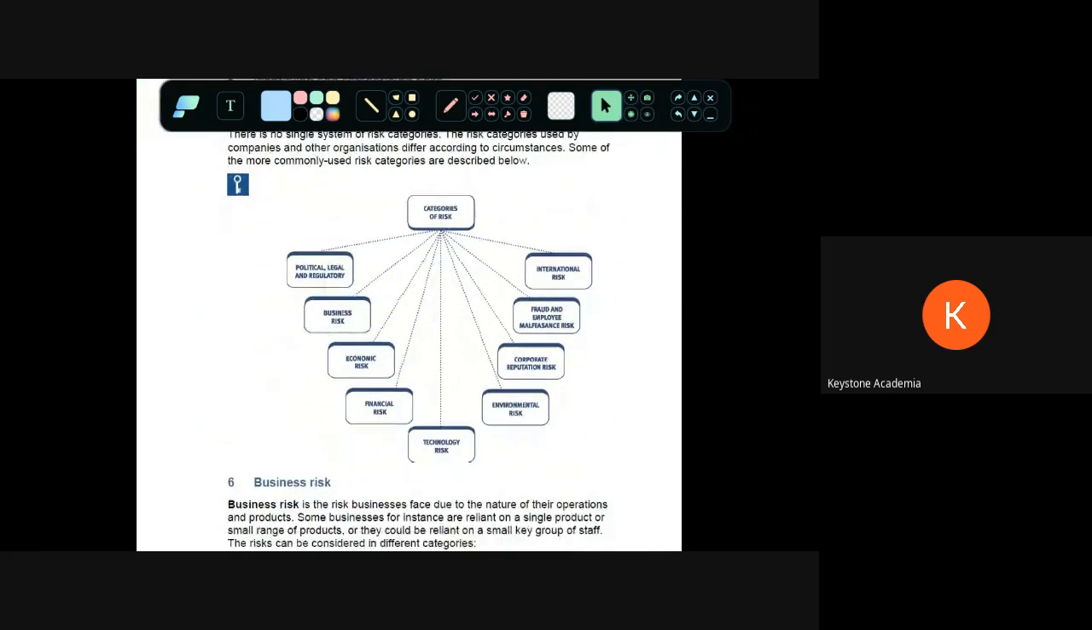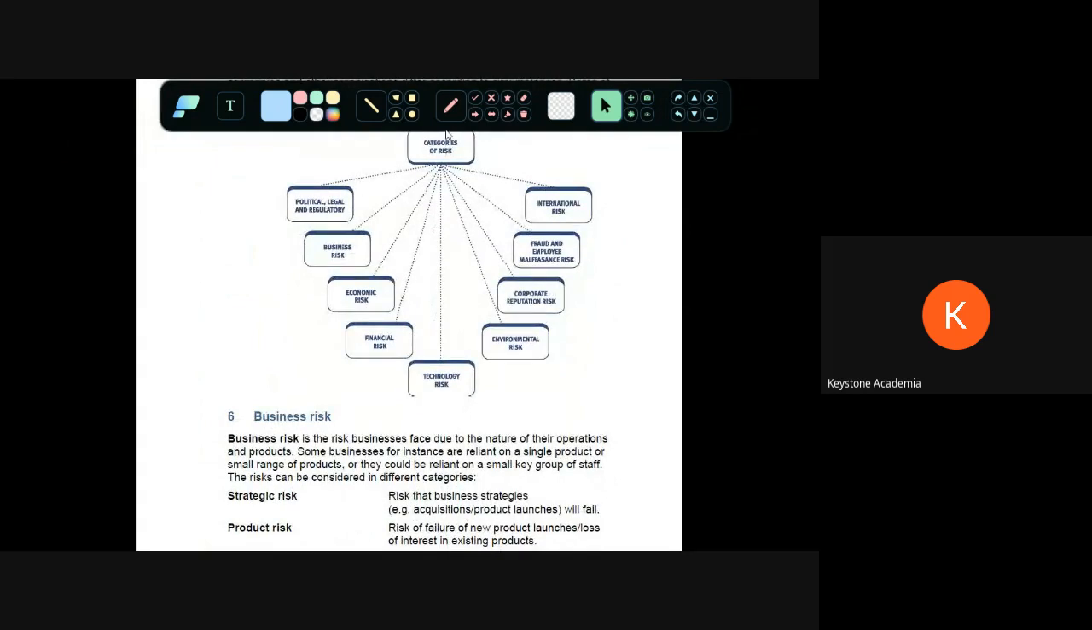Now this is important: what are the types of risk we will have? These are your international risks, if you are moving to sell your products outside your country. Fraud and employee malfeasance risk is when your internal employee has the opportunity to do some fraud, maybe manipulation of records, stealing of records, stealing of products. Corporate reputation risk: reputation is important for a corporation, because if you are maybe using child labor and your country bans the use of child labor, there is a reputation risk, and a legal risk as well.